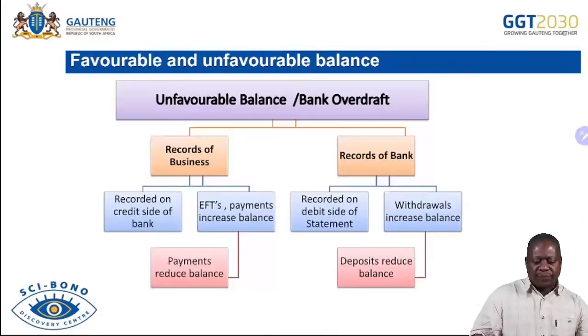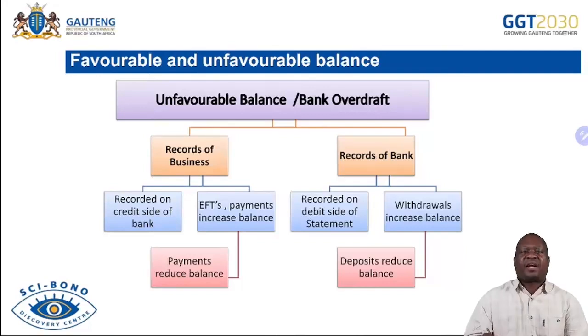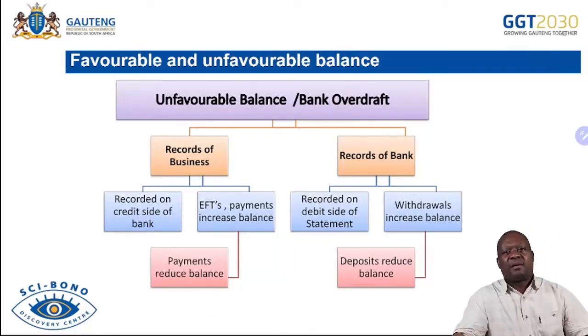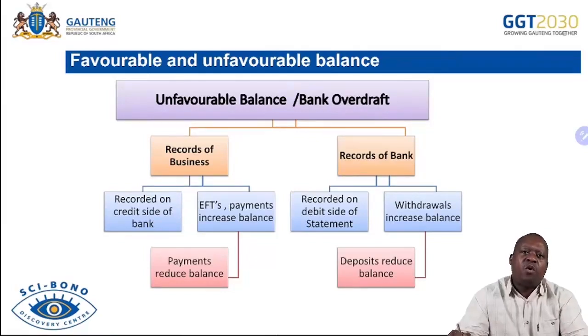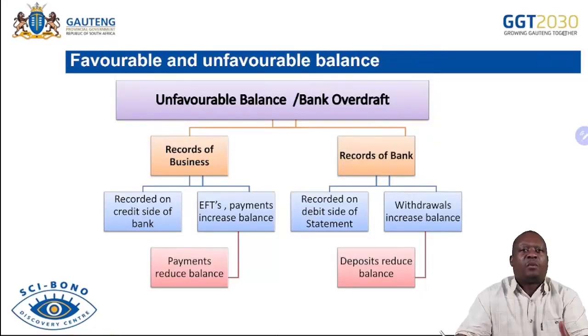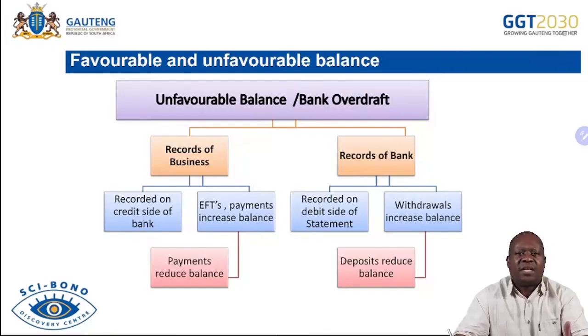Let's move on to how the issue of favorable and unfavorable balances is affected on the bank side as well as on the business side. Now, please take note. We have what is called an unfavorable balance. You need to understand this. We refer to it as a bank overdraft. Now, businesses, because they are constantly dealing with money, may face cash flow problems. They may face liquidity problems.